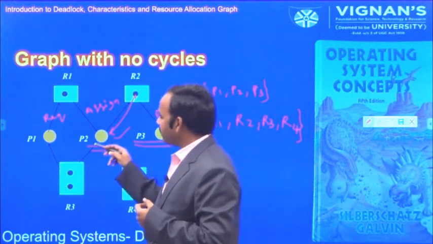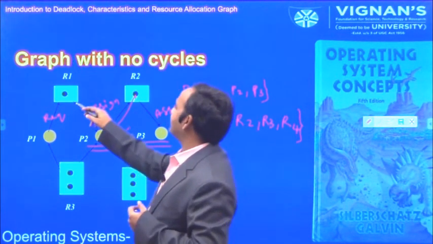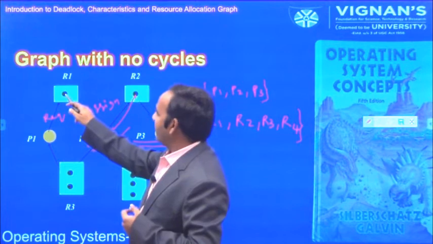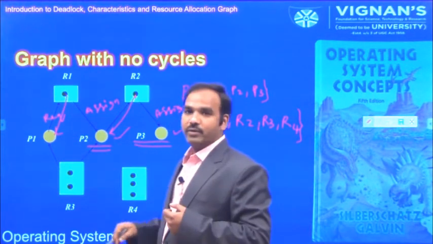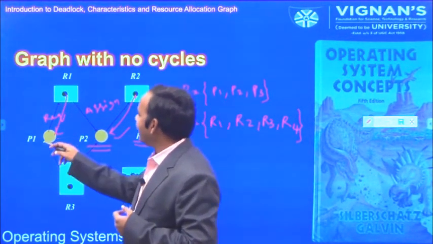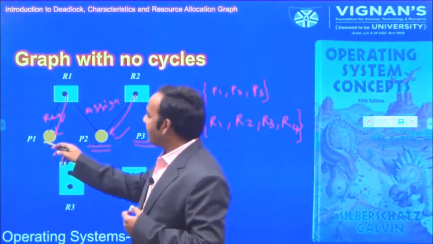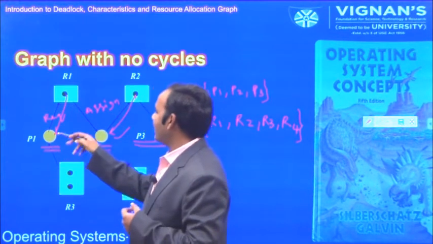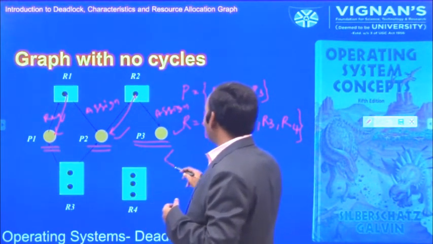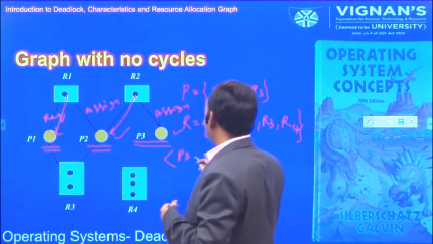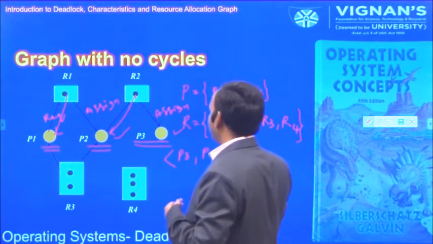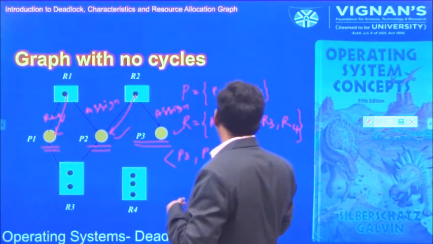Once P2 completes execution, P2 is going to release R1, then R1 is allocated to P1. Now P1 needs R1 and R2. Both R1 and R2 are allocated to P1, then P1 can continue execution. What is the order to complete the execution here? P3, then P2, then P1.